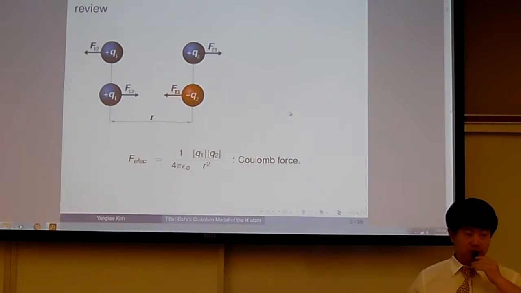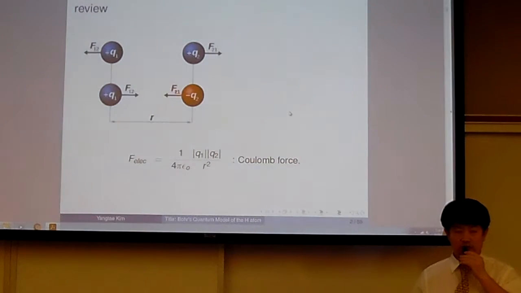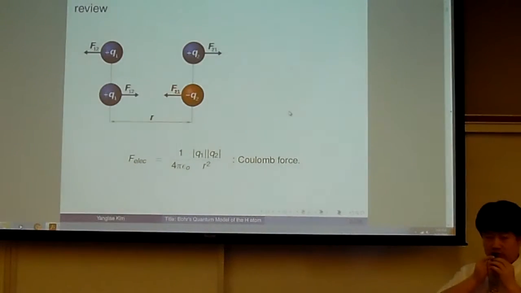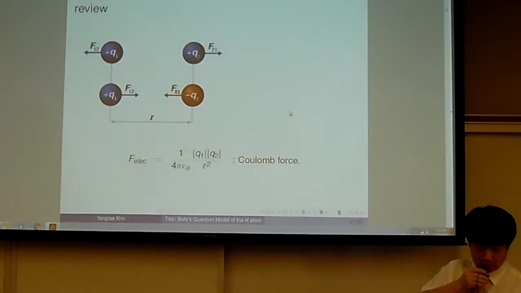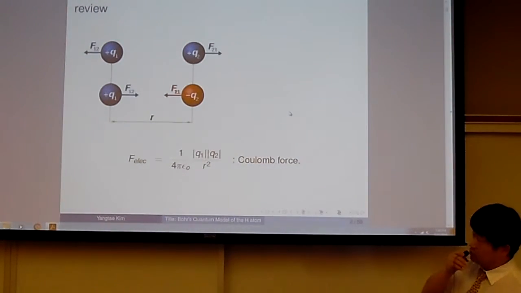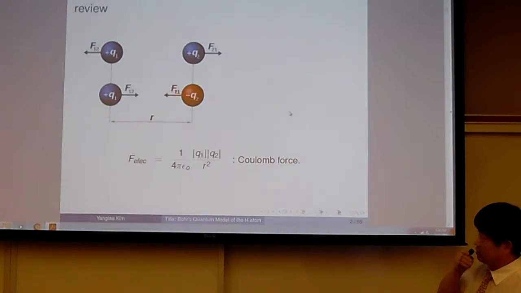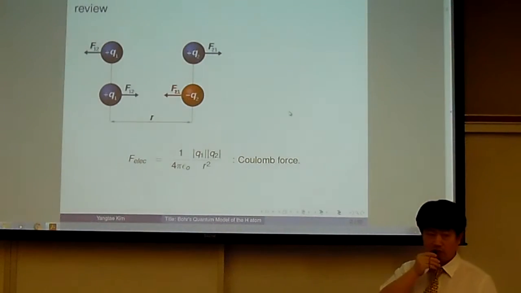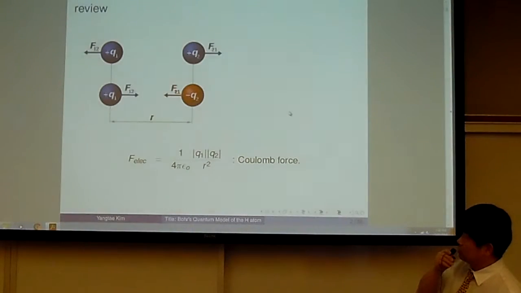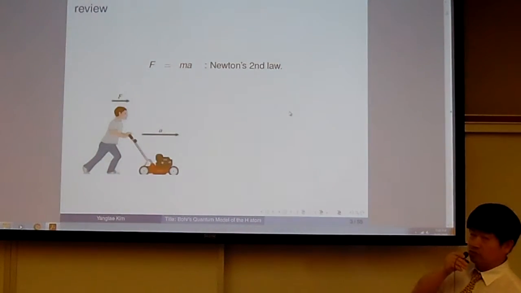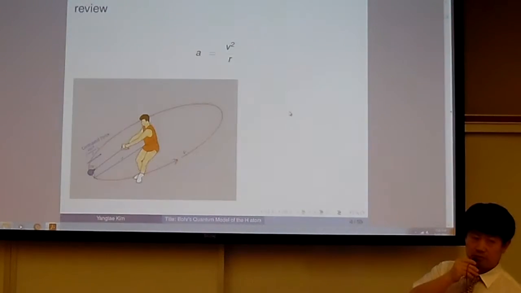This time the topic is Bohr's model of a hydrogen atom. To study this, let's review what we learned in previous classes. We learned the Coulomb force between two charged particles: F is 1/4 pi epsilon naught, the product of the two charges divided by distance squared. And you also learned Newton's second law, F is mass times acceleration.